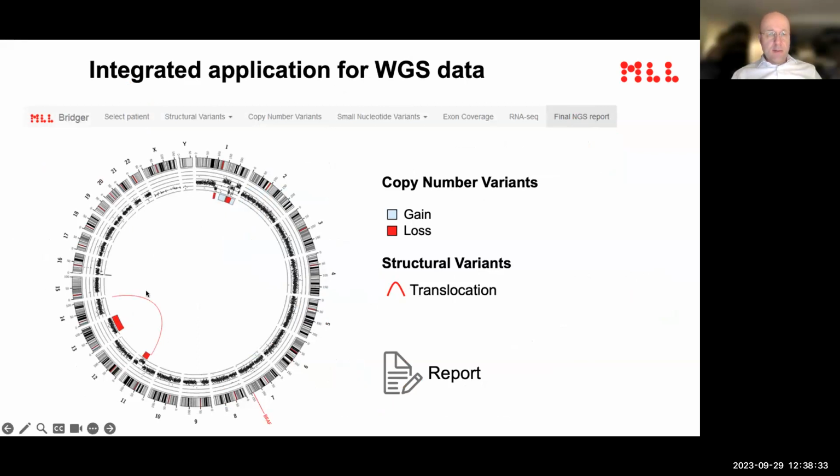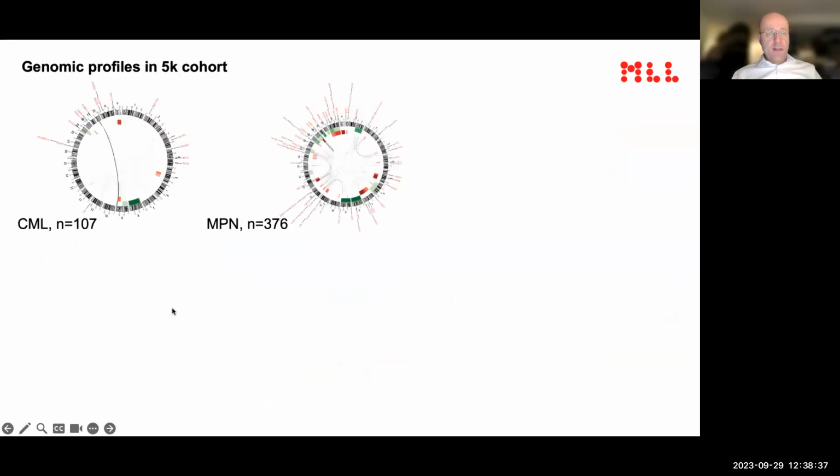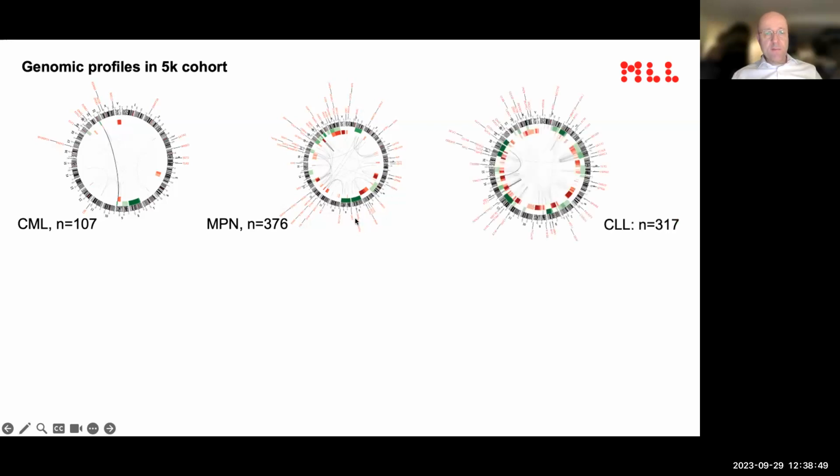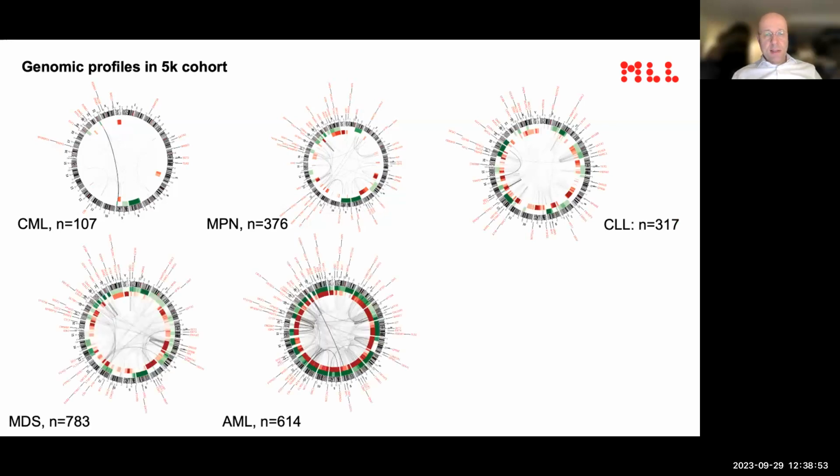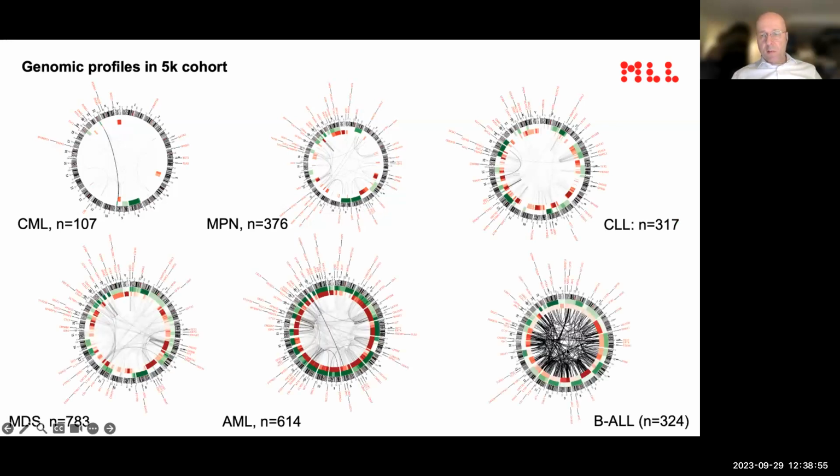And this is a rather simple plot with only one translocation, and this is typical for CML, as you know. And other disease types can be identified based on these patterns, like you see here for MPN and CLL, MDS, AML, and the most complex one regarding translocations, of course, BCR-ABL, on top, on the bottom right.